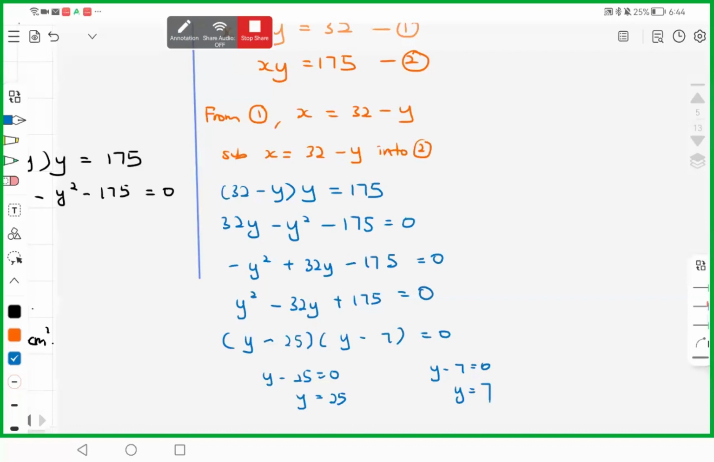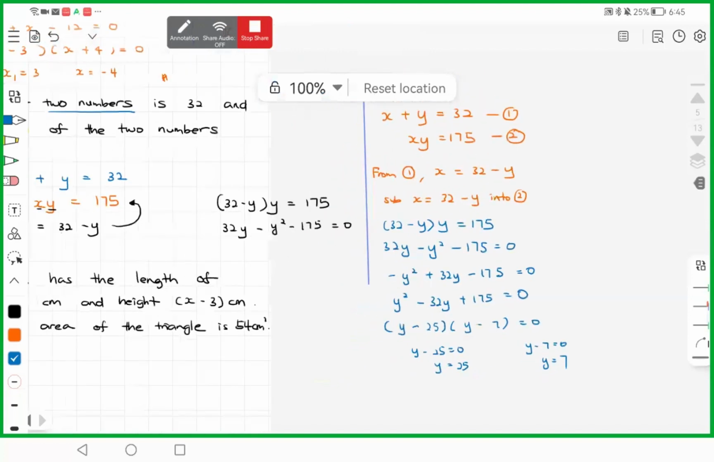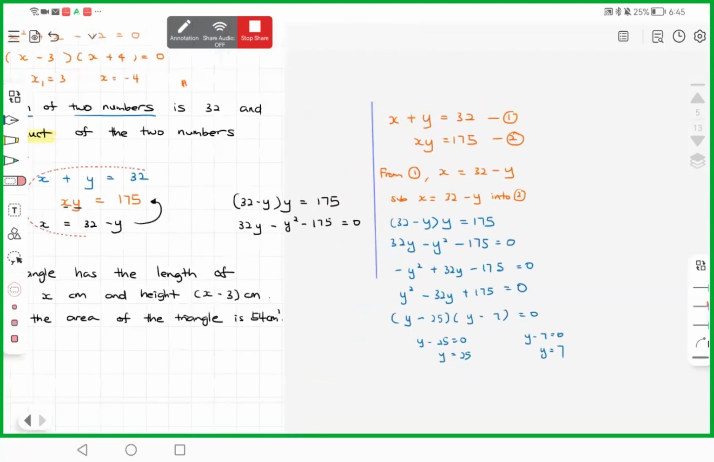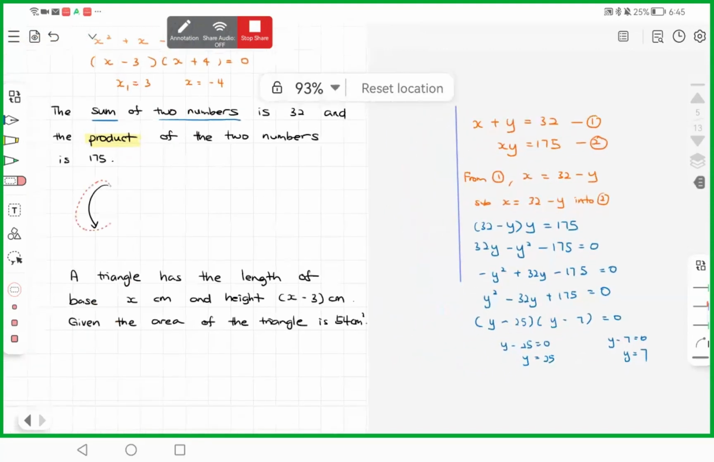This is a KBAT question. So this is the overall. If a KBAT question comes out, it will be something like this. So you have to form the quadratic equation first. Then only we can solve. Shall we proceed?